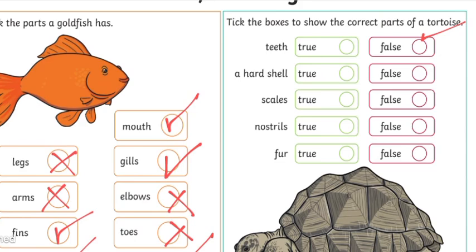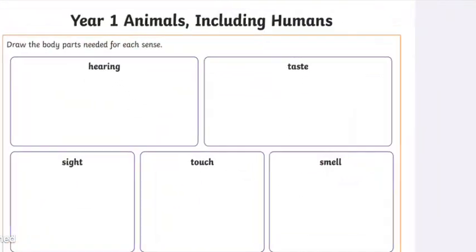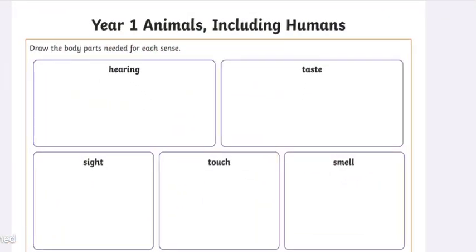What about a hard shell? True. Scales? True. Nostrils? True. What about the fur? No. So yes, it has nostrils, scales, and hard shell. The last thing, he asked you to write and draw.